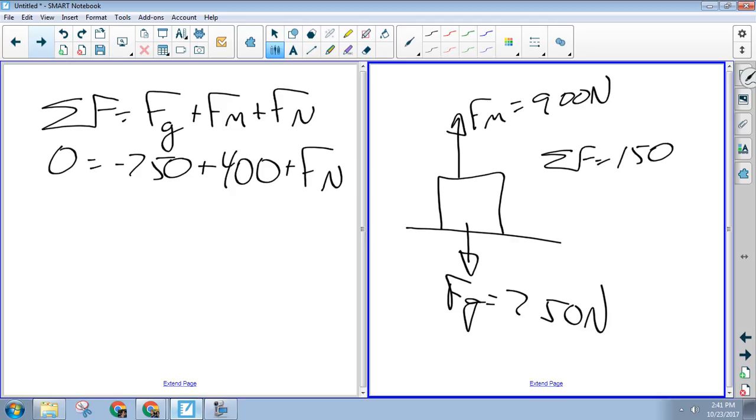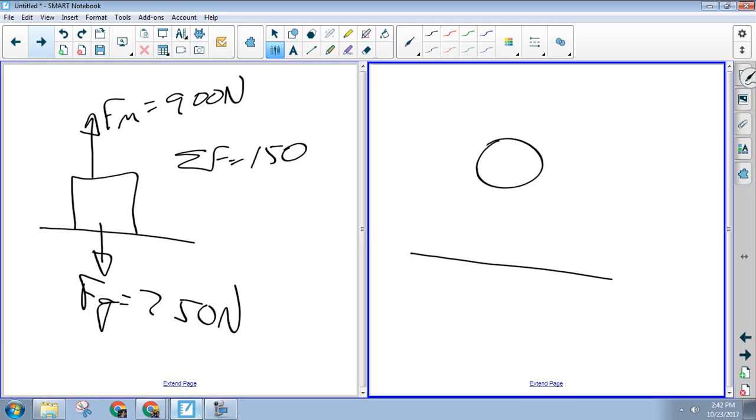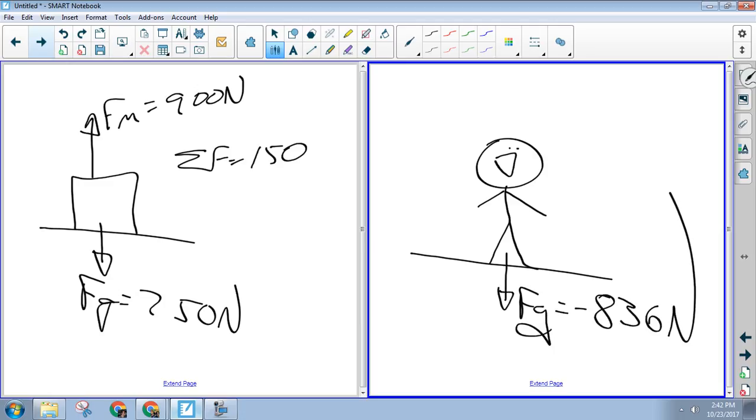Number 2 is the exact same thing, except instead of a man lifting a thing, it's an elevator lifting a man. Okay? Does that make sense? So the idea is, weirdly, in that situation, here's the floor of the elevator, here's the dude. So the idea is gravity is pulling the person down with a force of, I think it's negative 836, if I remember right. Isn't that the weight of the person? Okay? So when they're on the ground floor, the normal force would just be 836, right?